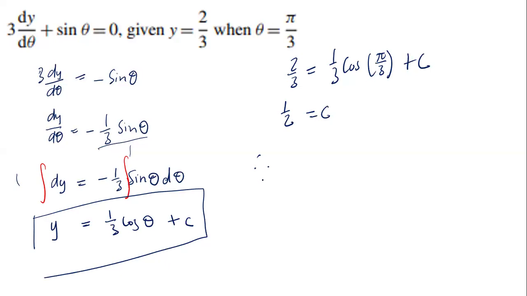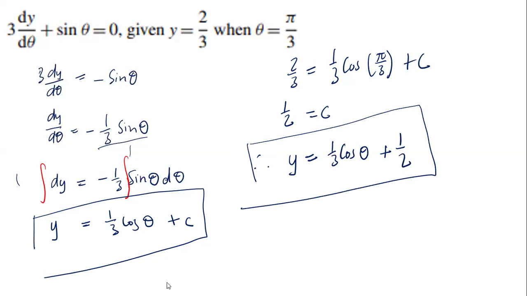And then I conclude my final answer by writing my general solution as a particular solution now. y is equal to 1 over 3 cos theta plus 1 over 2. Therefore, this will be the particular or the exact solution to the differential equation.